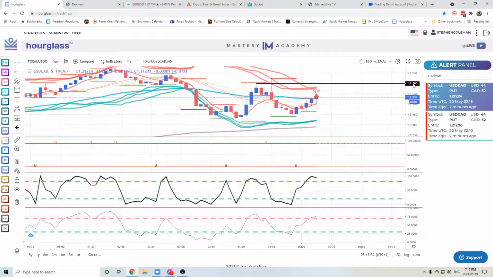But yeah, that right at that 1.213, I really like that level on UCAD.